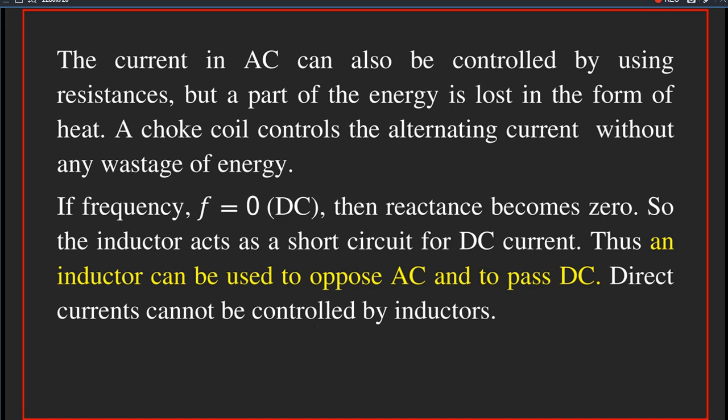So DC can be controlled only by using resistances. It is one of the limitations of DC, because when current is controlled by using resistances, there will always be a heat loss by Joule's heating effect, H is equal to I squared RT. But in the case of AC, the current can be controlled without that heat loss.